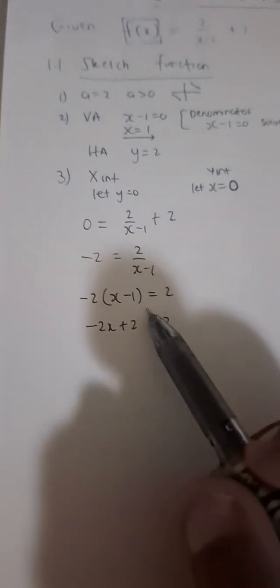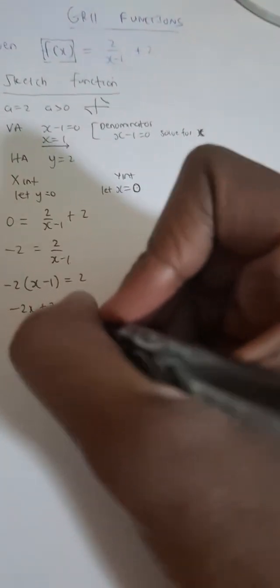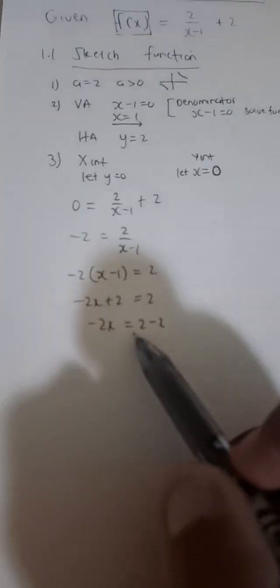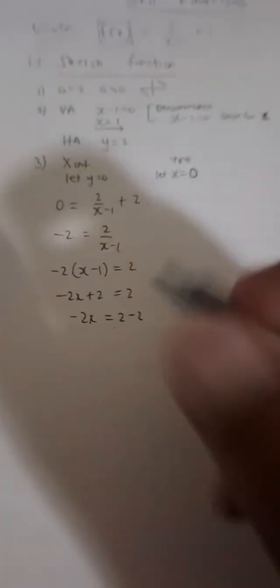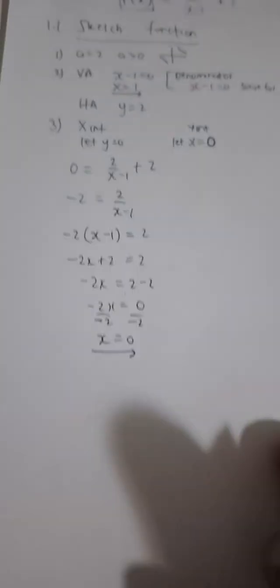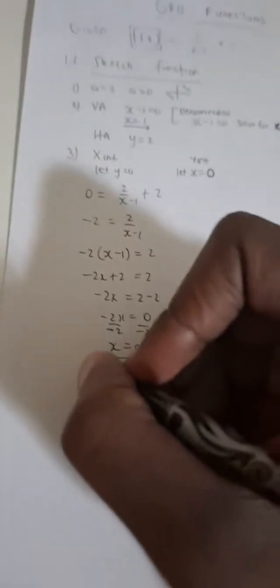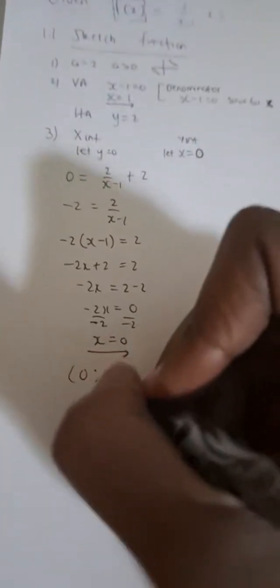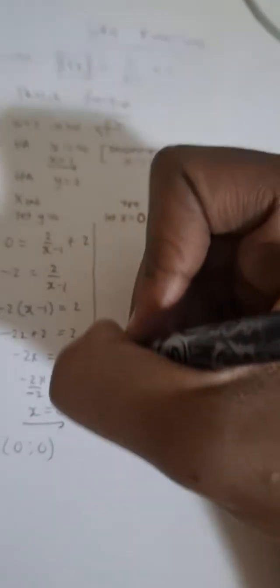Then remember, we get negative 2x plus 2. And remember, our negative 2x, we transpose there on the other side, and we find that our x value, when we divide both sides by negative 2, we have x is equal to 0. If we were to write the coordinates of that, we would say it's 0, 0, of course, no problem.